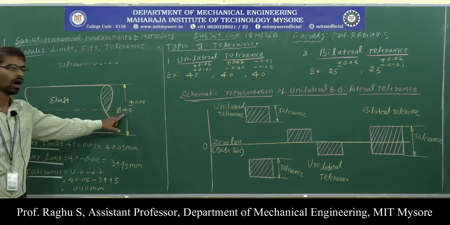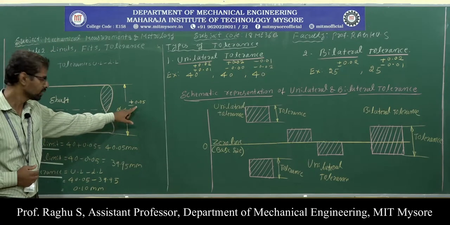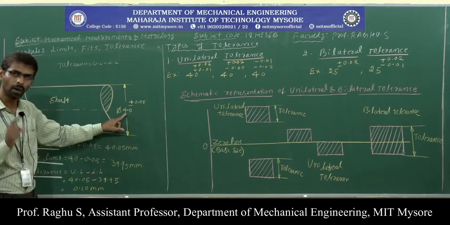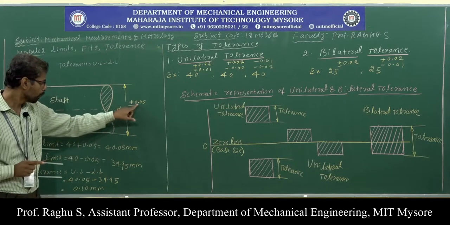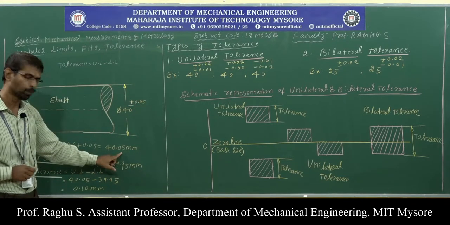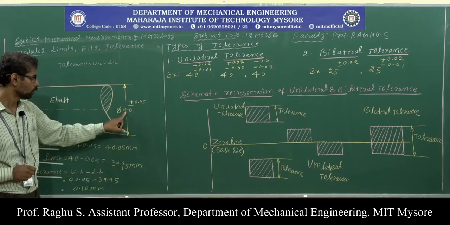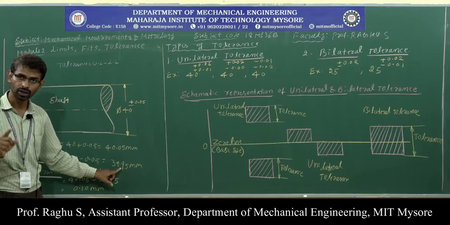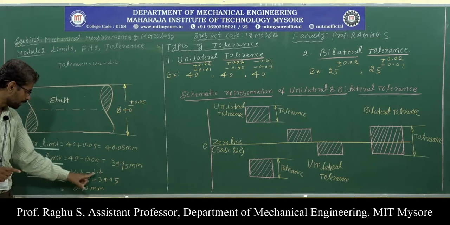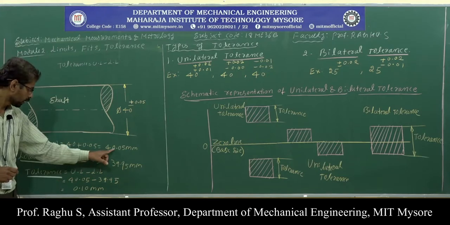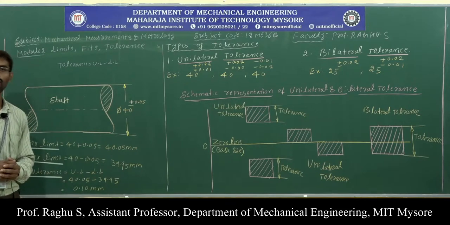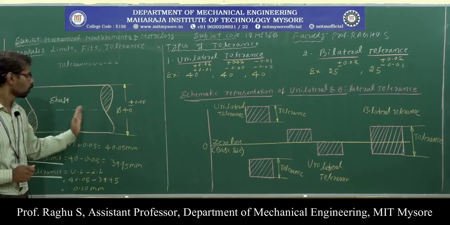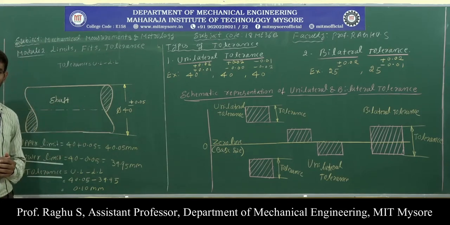Now let us consider an example. Consider a shaft of diameter 40 mm. Here some permissible variation on this dimension is given. From this diagram, the upper limit is 40 plus 0.05, which is equal to 40.05, and the lower limit is 40 minus 0.05, which is equal to 39.95. Now tolerance, which is the difference between upper limit and lower limit, is 40.05 minus 39.95, that is 0.1 mm. So this is all about the tolerance.